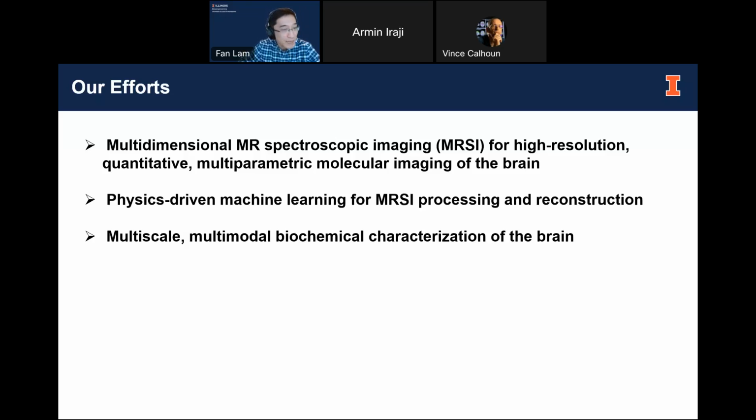And then another theme that we have been recently venturing into is to provide new tools to allow multi-scale, multi-modal biochemical characterization of the brain.